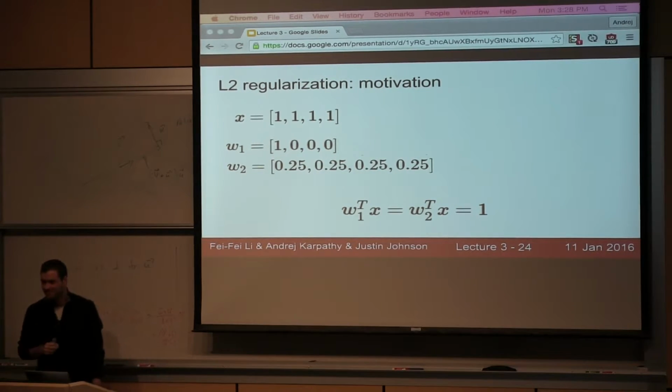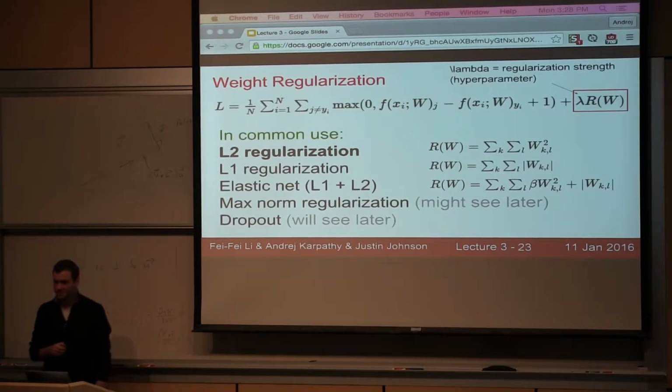And to follow up, so you added it as a part of the sum, right? To the loss function. And so in this case, W2 would have a higher value than W1. That's right. So it would have a higher loss.